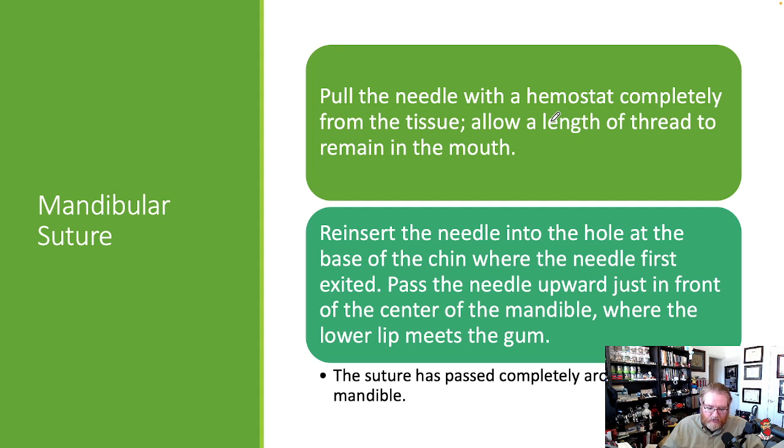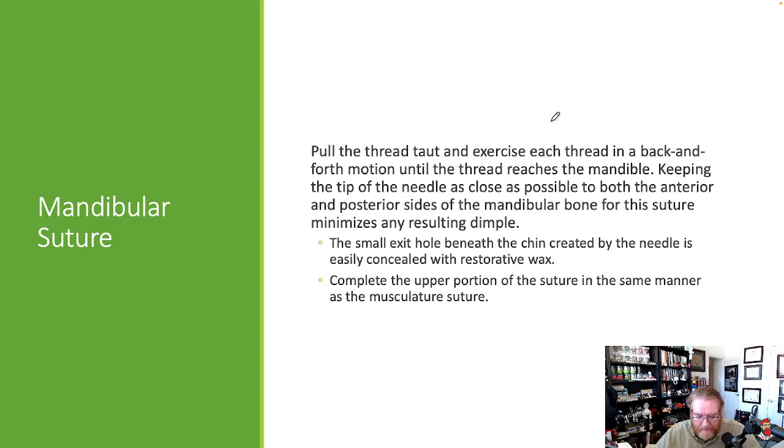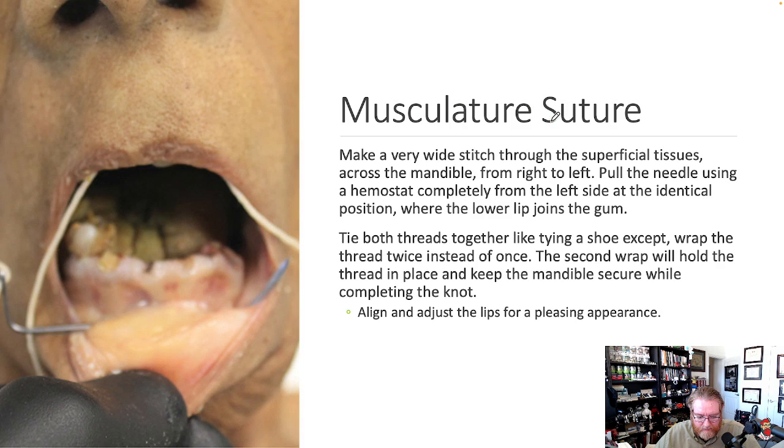Reinsert the needle into the hole at the base of the chin where the needle first exited. Pass the needle upward just in front of the center of the mandible where the lip meets. And now the suture has passed completely around the mandible. So what is happening, if we go back here, is your bone is right here.